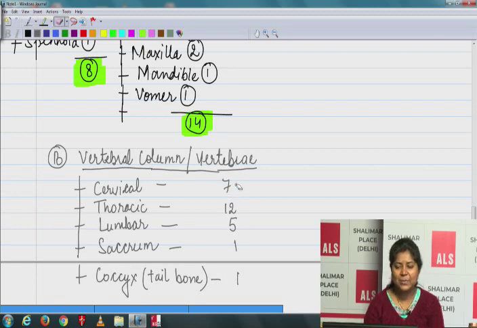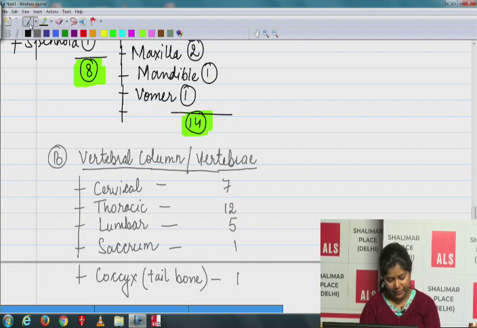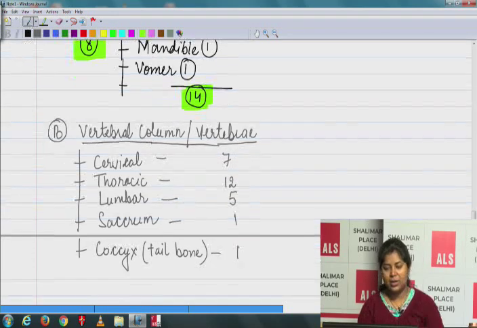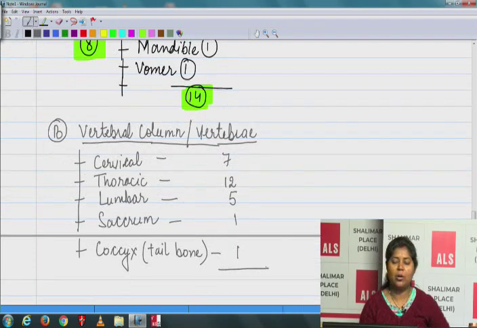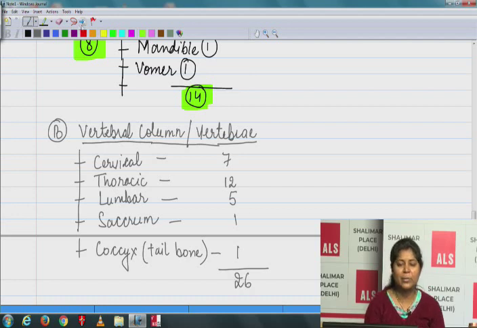So precisely speaking, these are the different parts of the vertebral column. So in total, if you count it, how much is it? Comes to 7 and 12, how much? 19, 20, 21, and 5, 26. So in total, the vertebral column has how many bones? It has 26 bones.